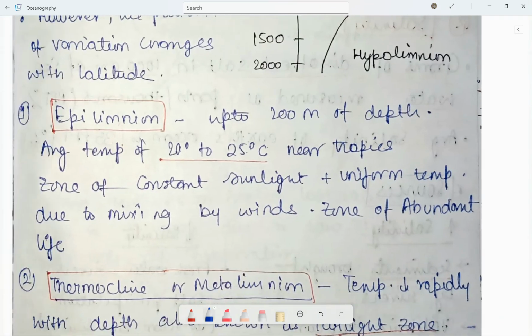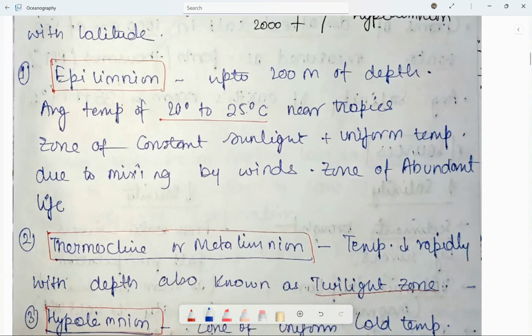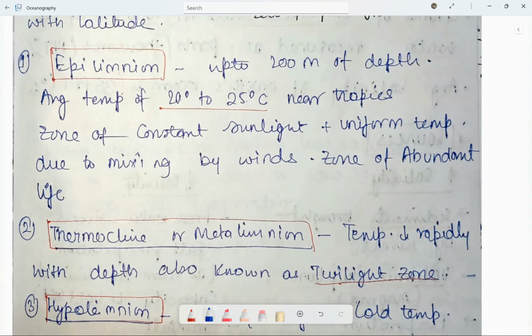The first zone is called the epilimnion. Epilimnion जो होता है 200 मीटर ऑफ डेप्थ के फ्रॉम दी sea level होगा, and the average temperature here lies between 20 to 25 degrees near the tropic zone of constant sunlight. Plus, they have a uniform temperature when the wind starts to mix. This is a zone of abundant life, as we have learned earlier as well that in the continental shelf area, the maximum of the biodiversity exists.